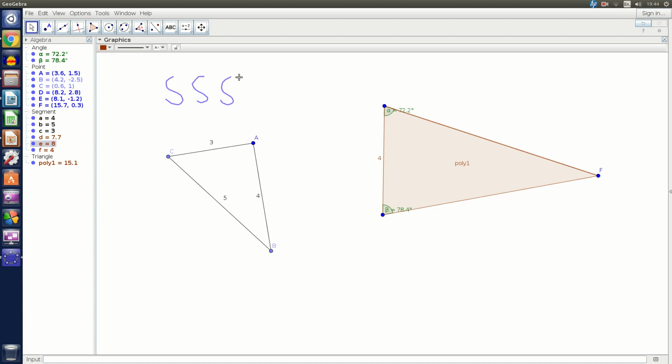Now, why is side, side, side enough to prove congruence? Well, let's try and move this one. I've deliberately made sure in this triangle that 2 of my lengths are always going to be 4 and 5, and the third length, the length between A and C, varies. Now, if I wanted this side to be length 3, I'm just going to try and find it exactly. Almost got it. There we go. It's a right-angled triangle, a Pythagorean triple: 3, 4, 5.